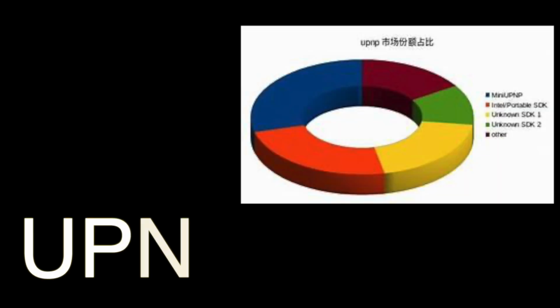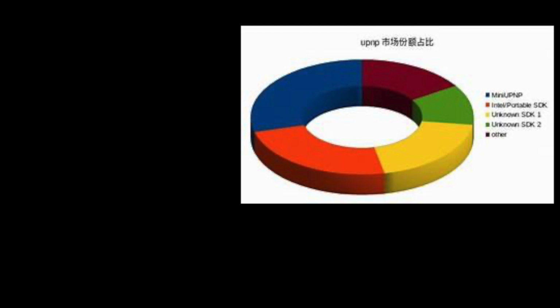Universal Plug and Play is a set of networking protocols that permits network devices such as personal computers, Wi-Fi access points, and mobile devices to discover each other's presence on the network and establish functional network services.